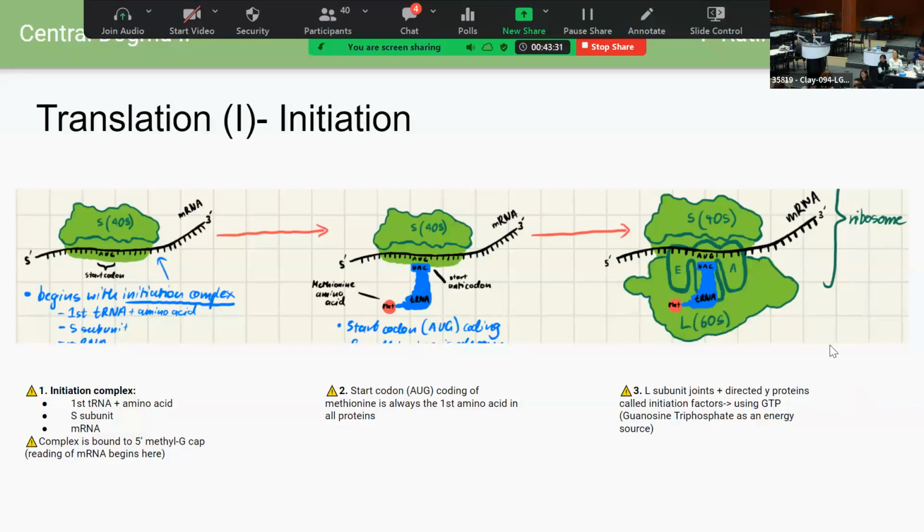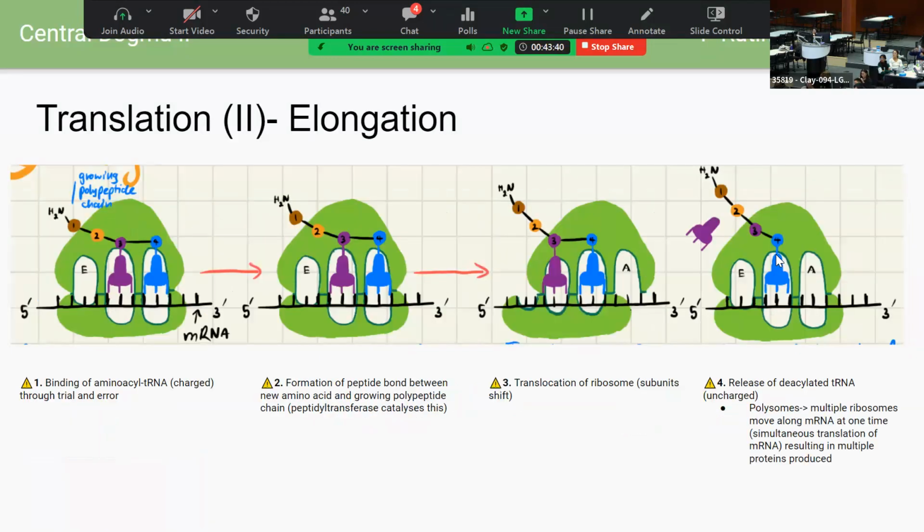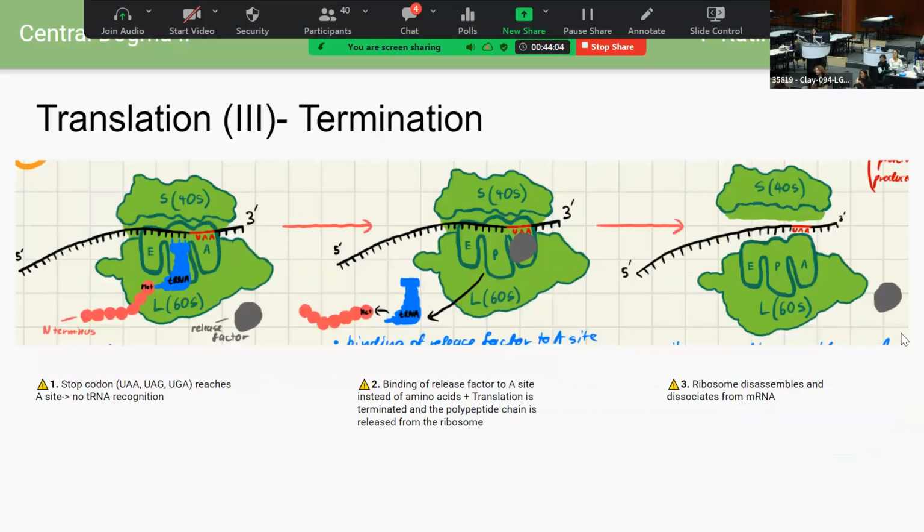Then, once that first tRNA attaches, we have the large subunit attaching there as well, which brings everything together. The next one, elongation, follows the different sites in the ribosome. The APE just follows that around. The 2 subunits, as you can see in this third picture here, slide along to move it, and then it replaces itself there. So just know the order of how it goes through the ribosome.